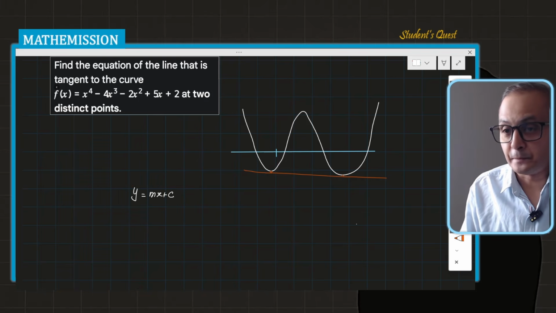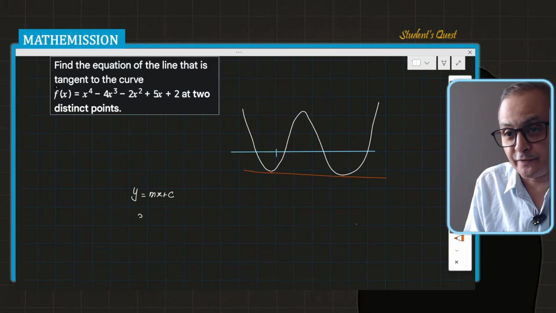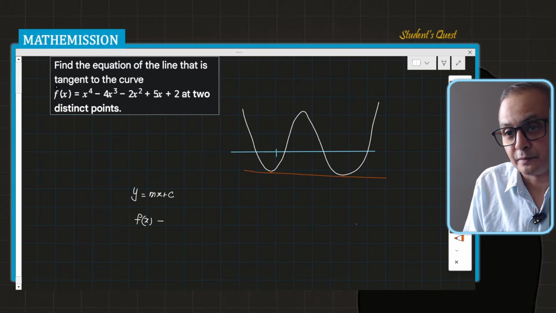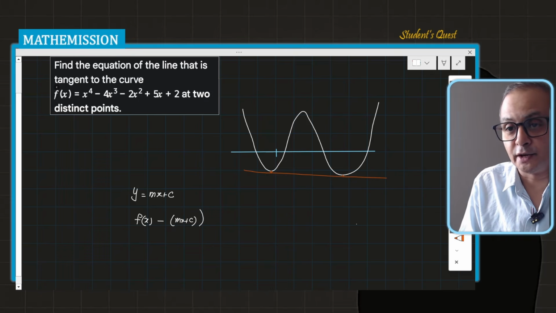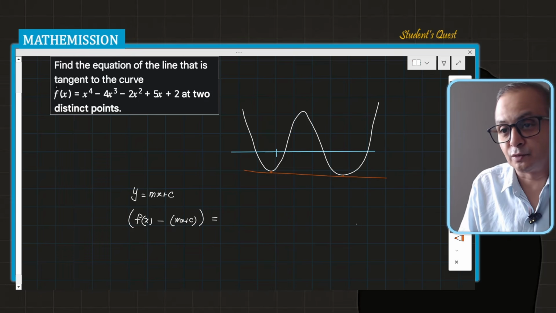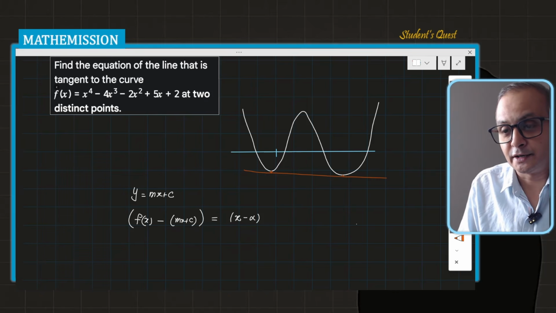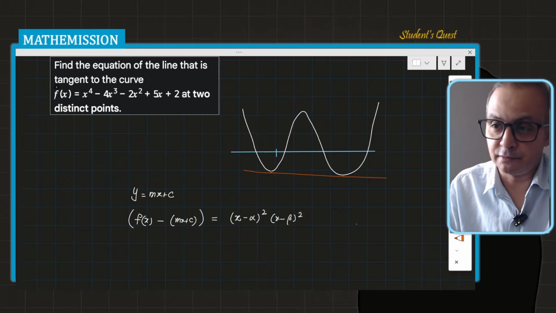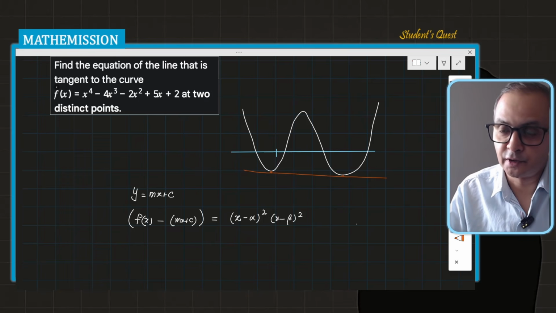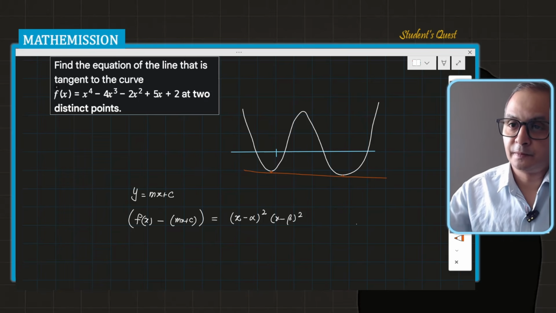So maybe what is happening is that f(x) minus (mx plus c), whatever solution you get, must be equal to a quadratic, rather two quadratics, which both have equal roots. Then only it is possible.